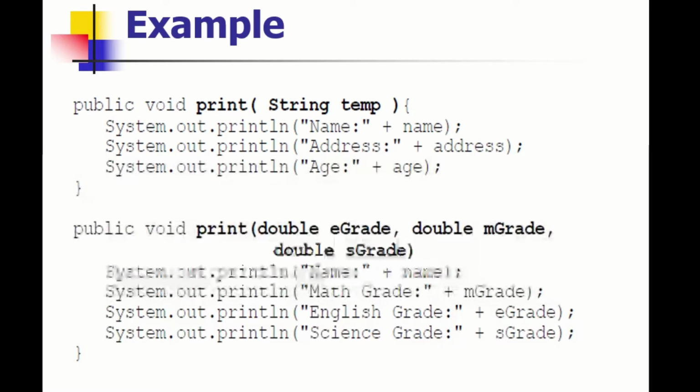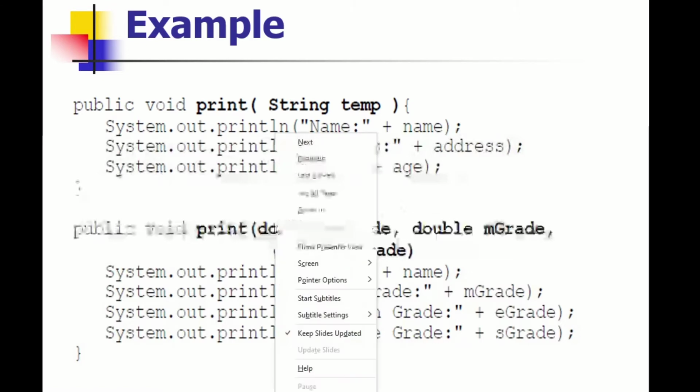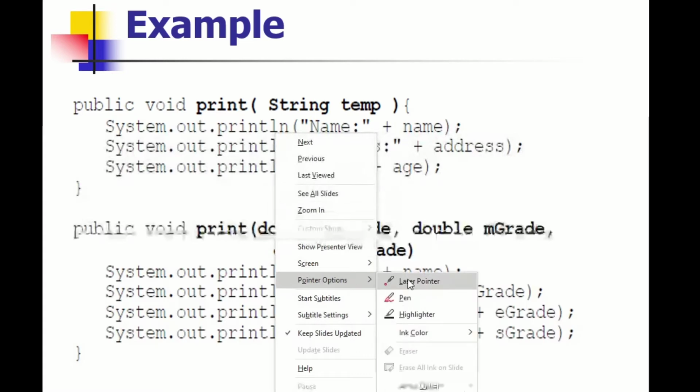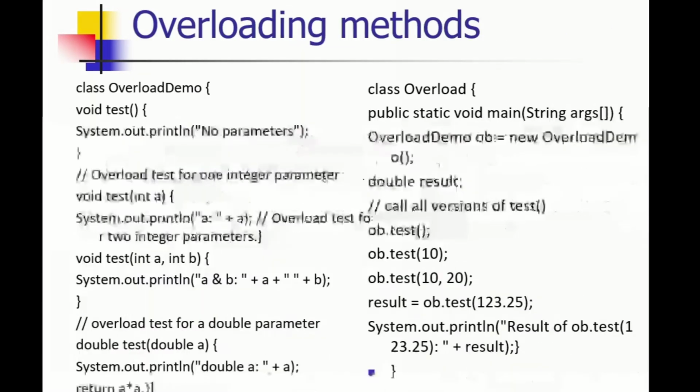In the first one the name is printed, address is printed, age is printed. Okay, in the second one, along with the name there are grades printed. Okay, math grade, English grade and science grade are printed, which come from the parameters of that method. I hope this is a bit clear to you. If not, let's see some examples, because it is important to understand.